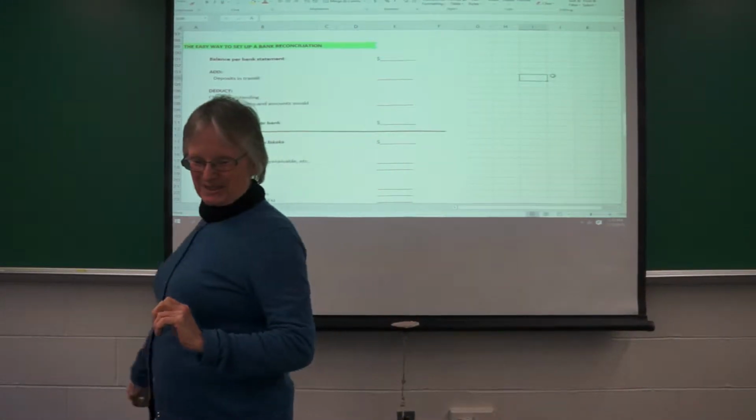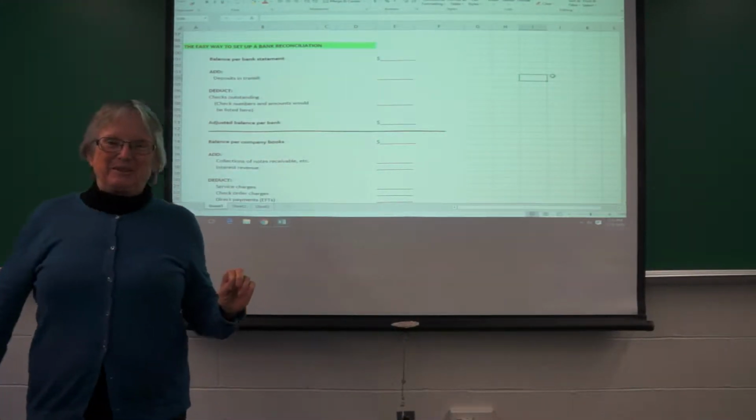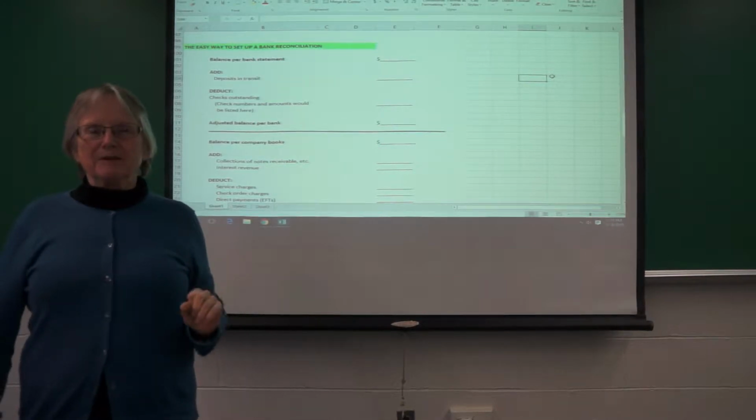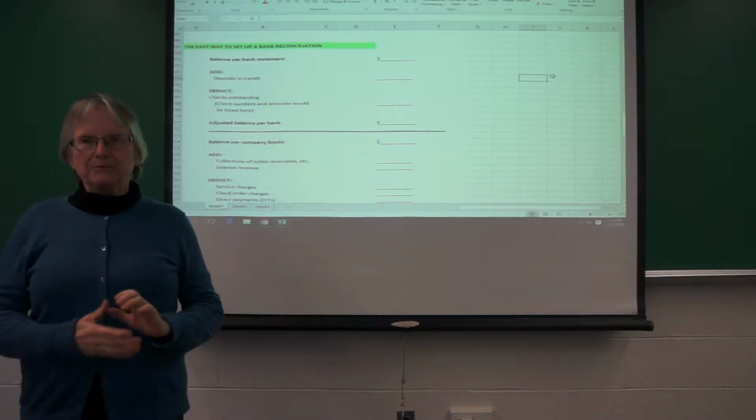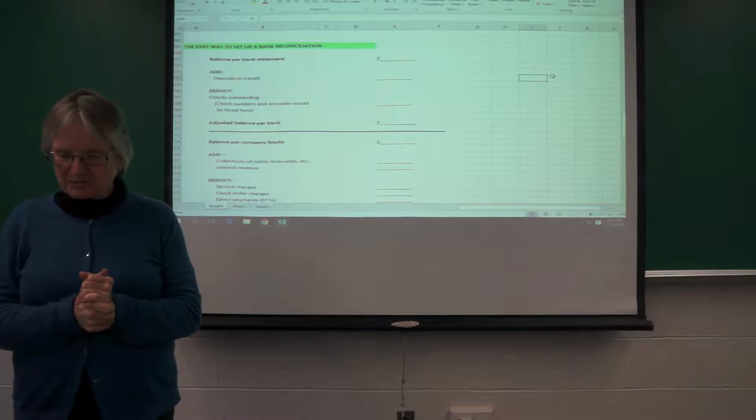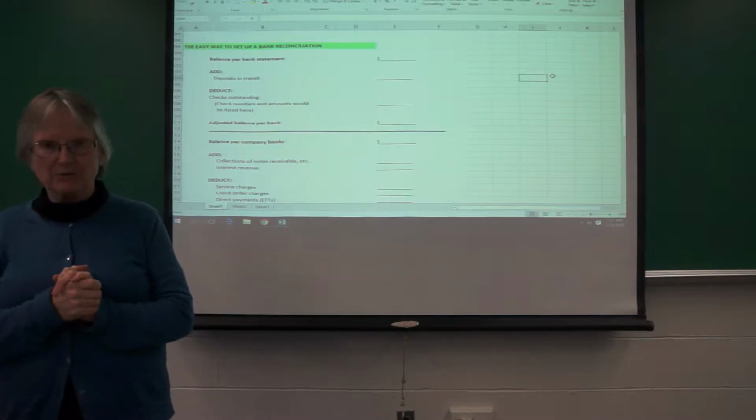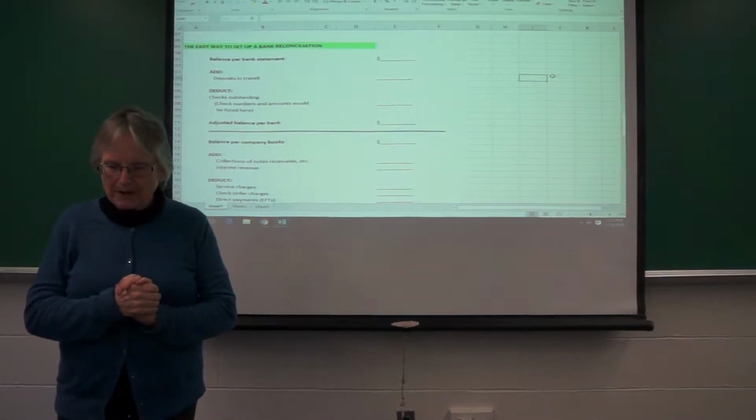The bank reconciliation. Usually this will be the first item that your accountant will want to see when that accountant shows up to do your books, so you have to know how to do a bank reconciliation.